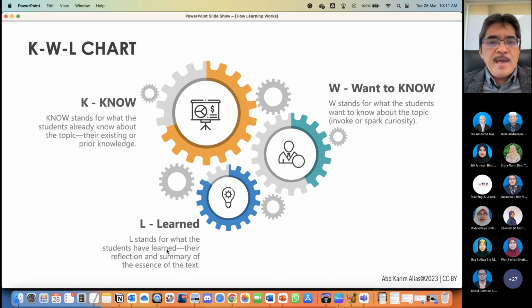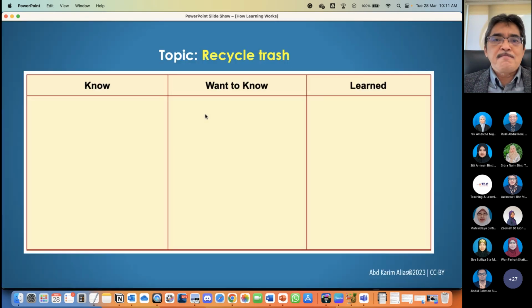Okay, so L stands for what the students have learned, their reflection and summary of the essence of the text. So this is the KWL chart. So this is the exercise just now.